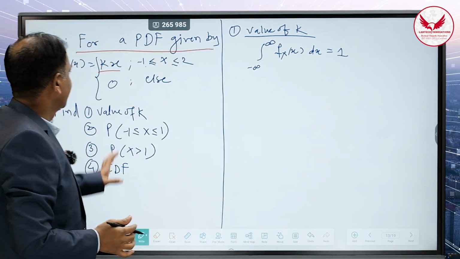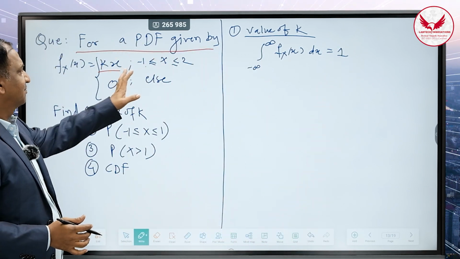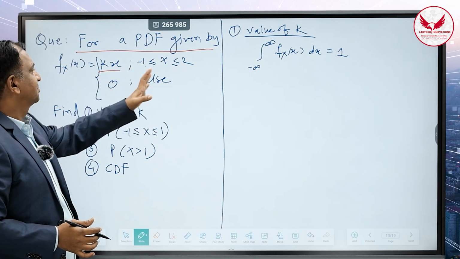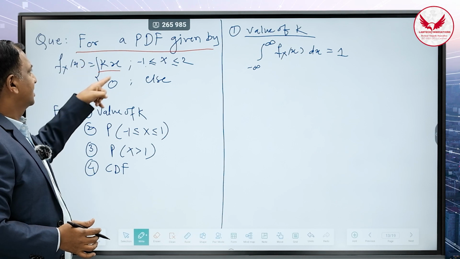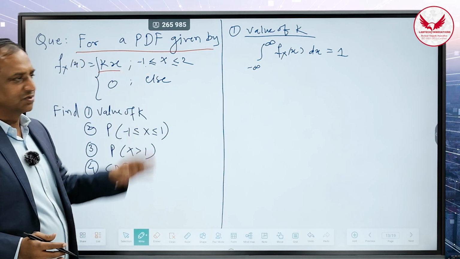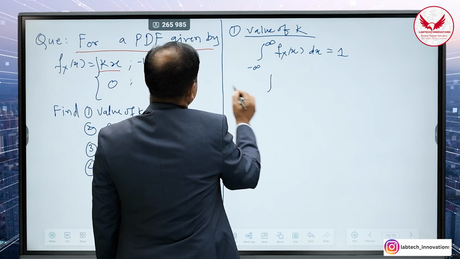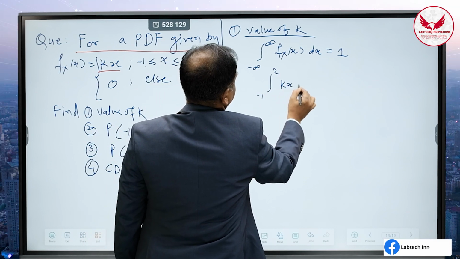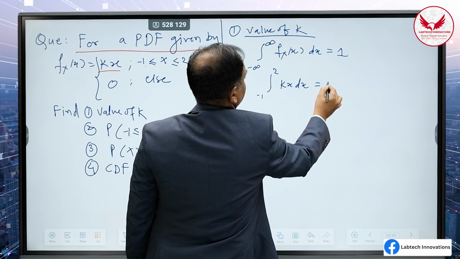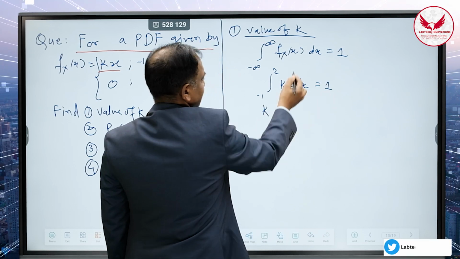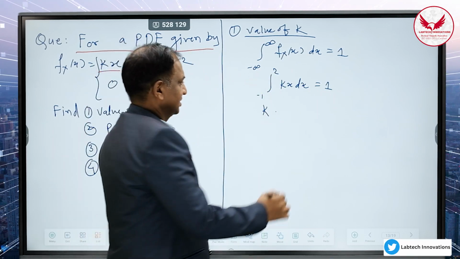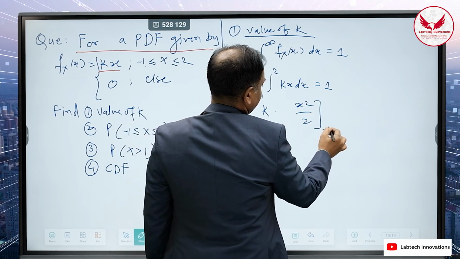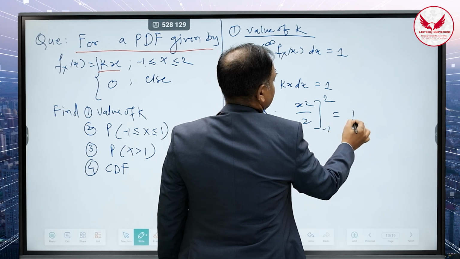Very simple property. If you look here, the PDF is available only from -1 to 2. So the limit will be -1 to 2, and the value of the PDF is kx. Just substitute the limits -1 to 2, fx is kx into dx, and this is equal to 1. Here it is k, and the integration of x is x square by 2, with the limits of integration from -1 to 2, equal to 1.